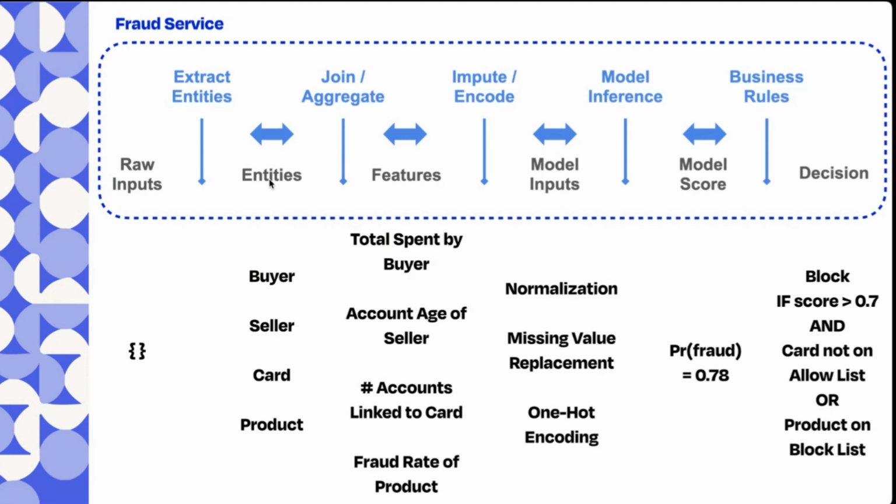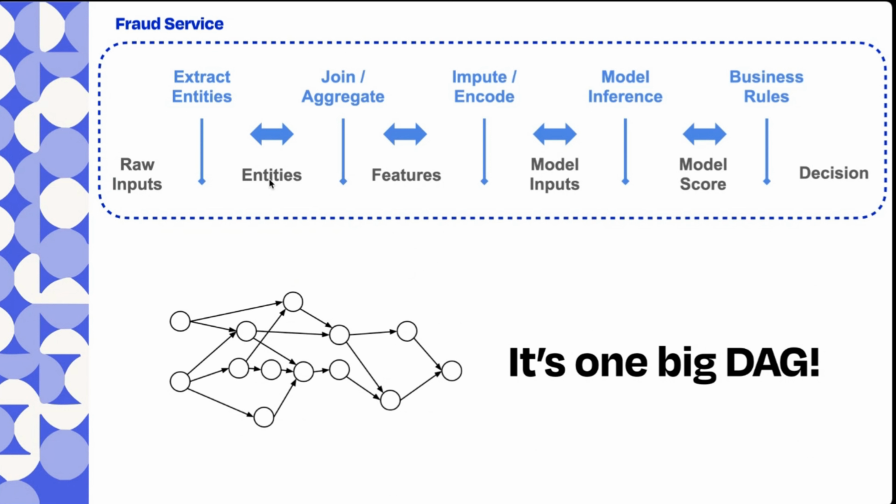Something to recognize about this is it's actually just one big DAG, right? Or at least you can think of it as one big DAG. So you have all of these raw inputs come in, a bunch of transformations happen. Even the model inference itself is really just another transformation, all the way until you arrive at the final decision. We'll come back to why it's important to think about that as a DAG later.